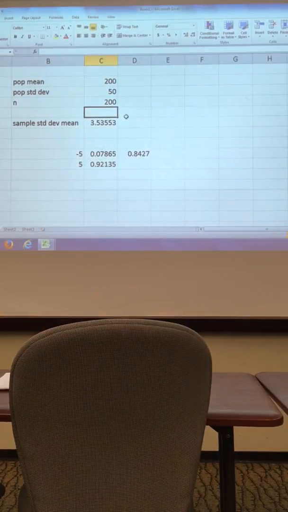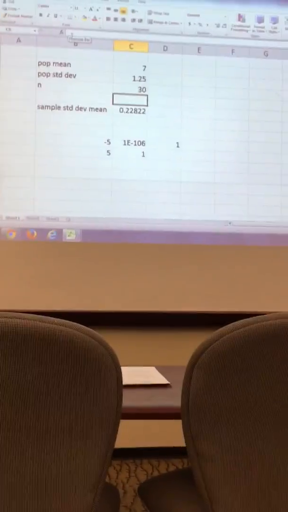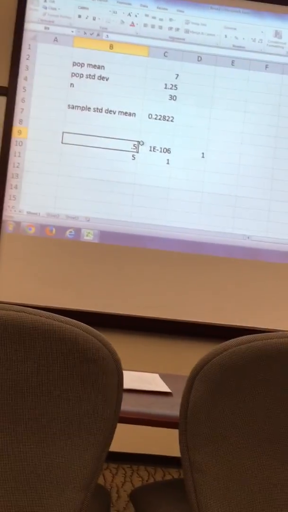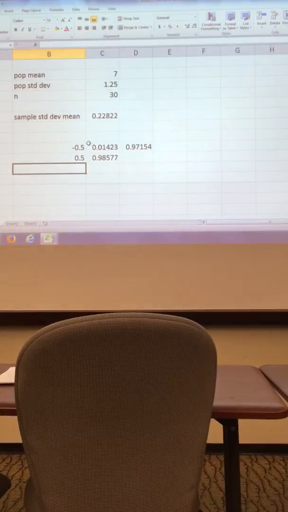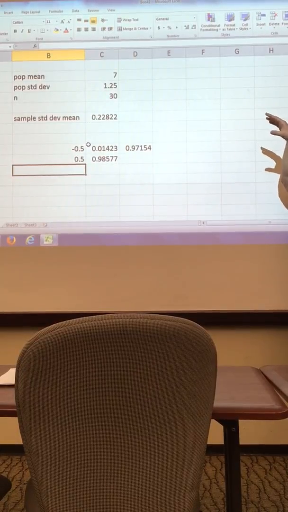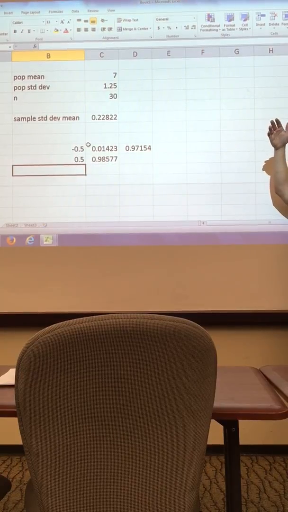But then also we've built a template here where we say, what if we change the value to, now we have a population where our mean is 7, and our population standard deviation is 1.25, and we take a sample of 30 observations. And now instead of this, we'll do 0.5 here. So this is now a template where we can start plugging numbers into these formulas, and then it'll always pop out the values we want to see.